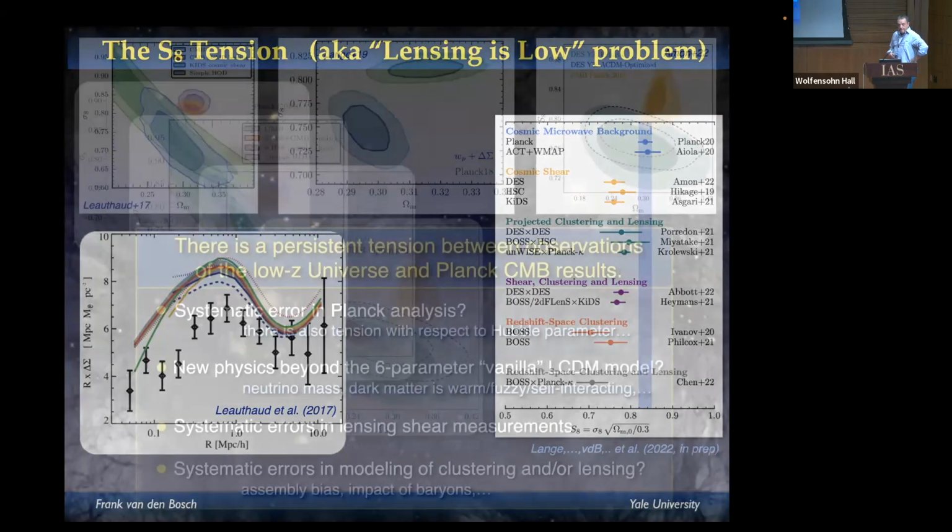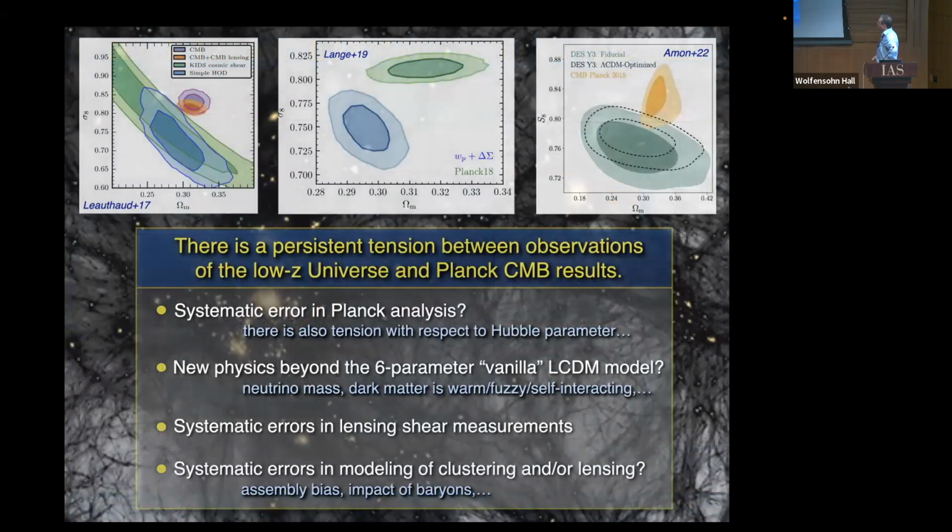Okay, so here's a summary of all that. There's a persistent tension, and what is causing it? Well, I can think of 4 things. Systematic errors in Planck. I wouldn't dare to say that in front of an audience full of cosmologists. They start throwing things at me. I don't really think this is it, I think Planck is pretty solid.